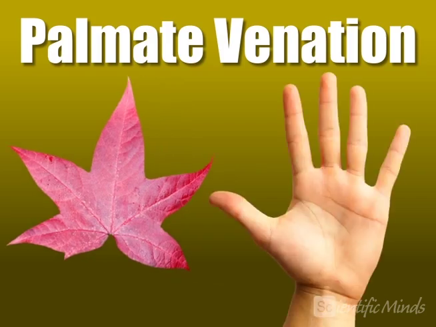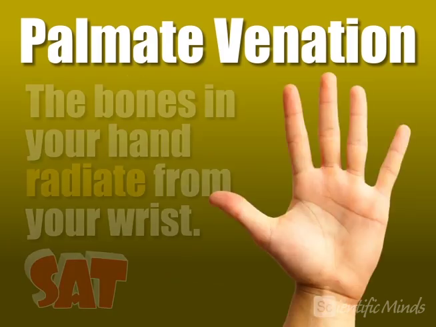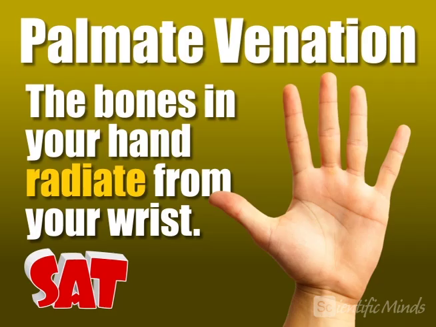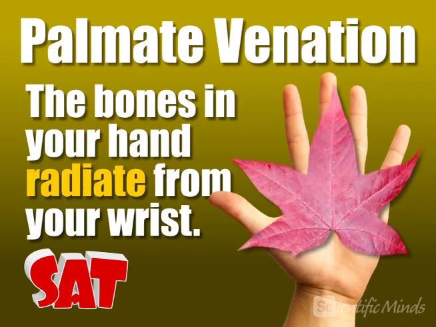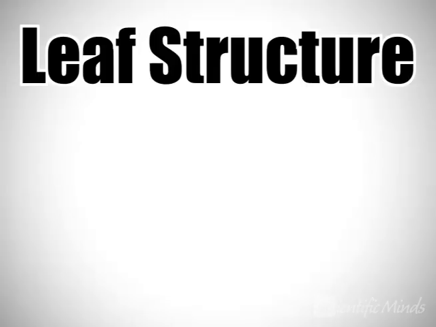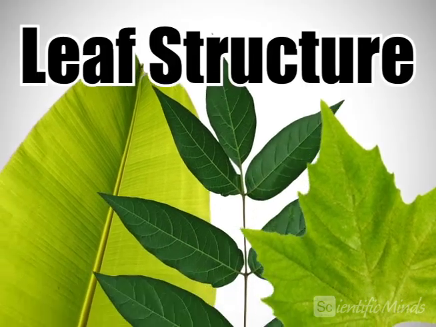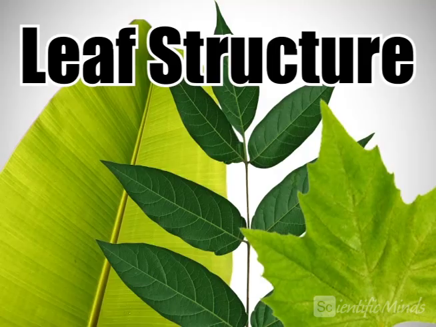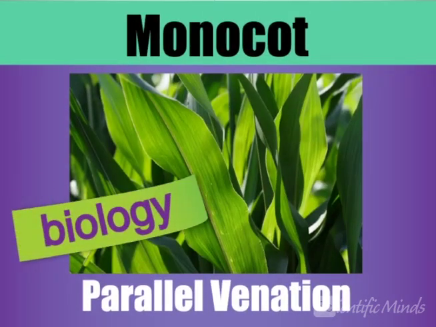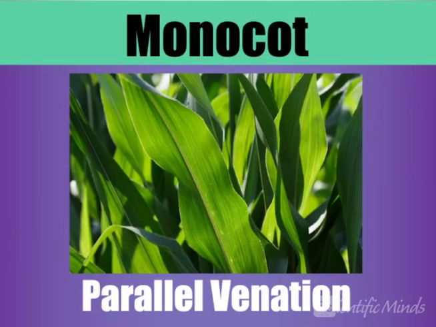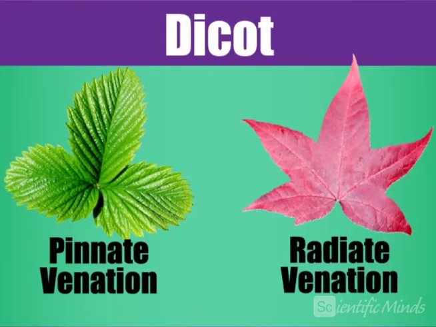Speaking of palms, think about the human hand. The bones in your hand radiate from your wrist, just like the veins in this sweet gum leaf radiate from the base. The leaf structure is an easy way to tell monocots from dicots. Monocot leaves are usually narrow with parallel venation. Dicot leaves are usually broad with pinnate or radiate venation.